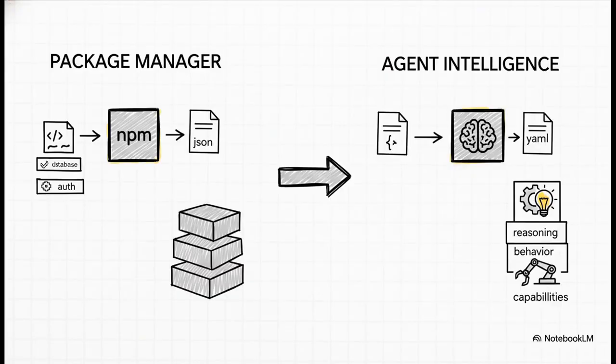So, if there's one key takeaway, one mental model to walk away with, it's this. Think of this system as a package manager, like npm or pip, but for agent intelligence. The library.yaml is your package.json, declaring what should exist. And the setup.sh script, that's your npm install, wiring it all together. We're managing reasoning and behavior, just like we manage code.